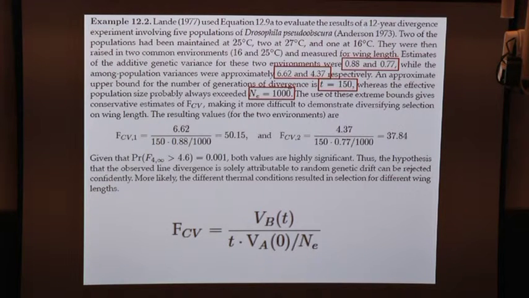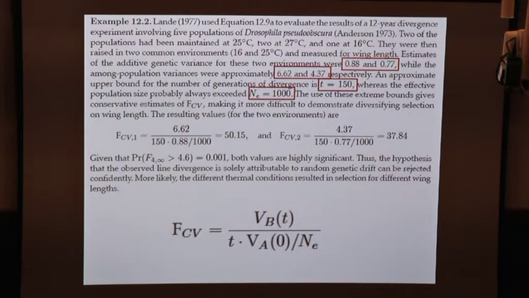Wyatt Anderson had 5 populations of Drosophila pseudo-obscura that he basically reared in different temperatures over a 12-year period, and then he raised them in 2 common environments. Among these 5 replicate populations, he measured all in an environment of 16 degrees, all in an environment of 25 degrees, and measured wing length. The additive variance in these environments was 0.88 and 0.77.